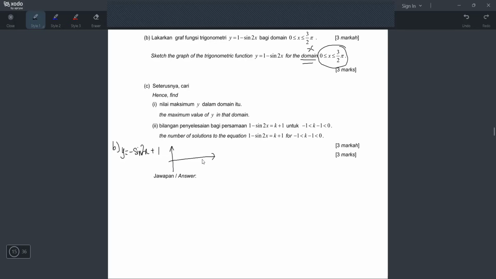It means you make a fake one. You draw one, but this is not the actual answer. This one you just scribble only. Alright, so how do we scribble this? Okay, first thing first, we have to focus on this sine 2x.